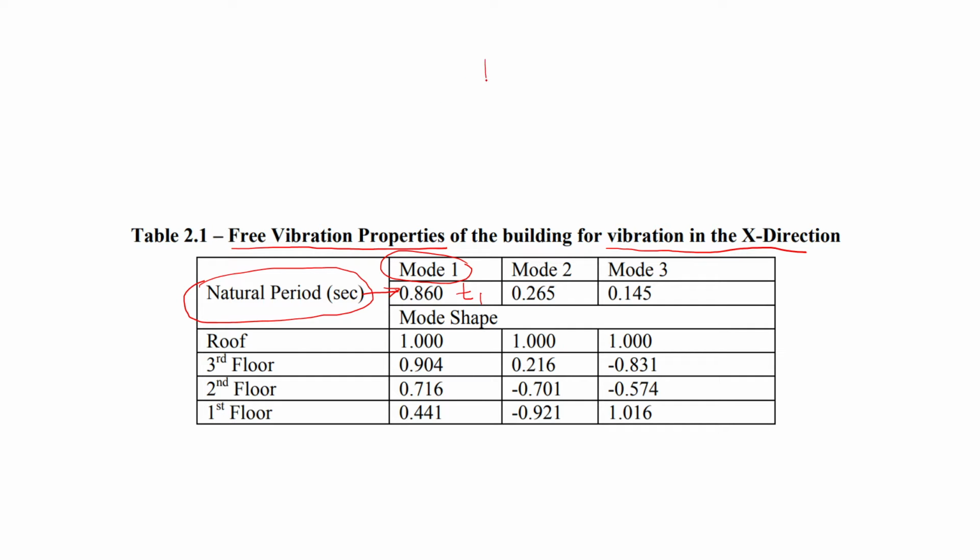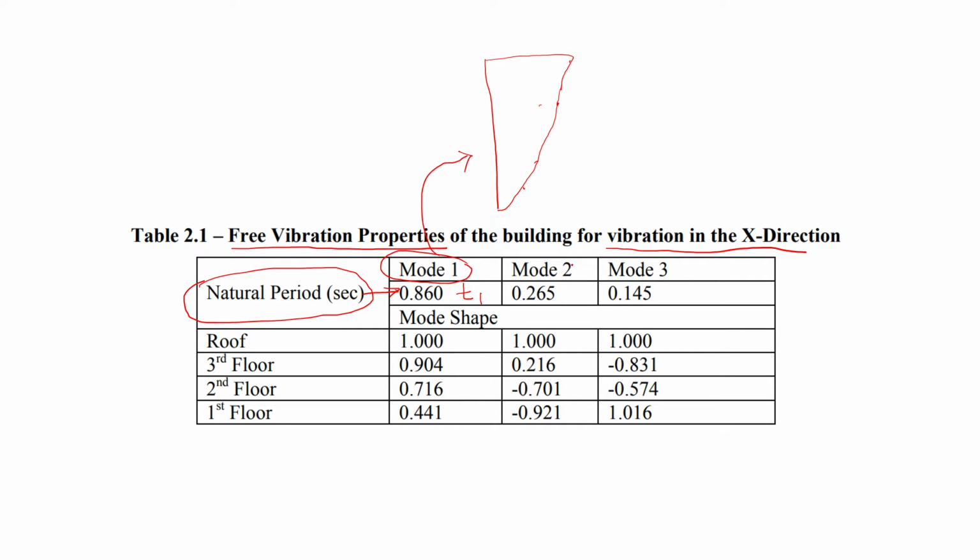Suppose this is a 4-story structure, then this is 1, then this is 0.904, 0.7, then this is 0.4. So this is somewhat the shape of the mode shape. This is somewhat what mode 1 looks like.